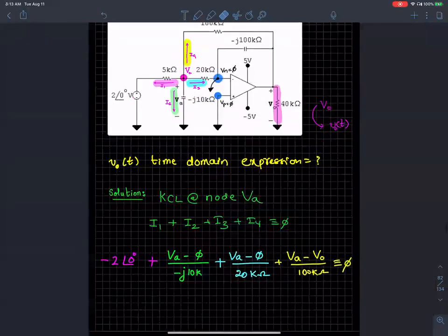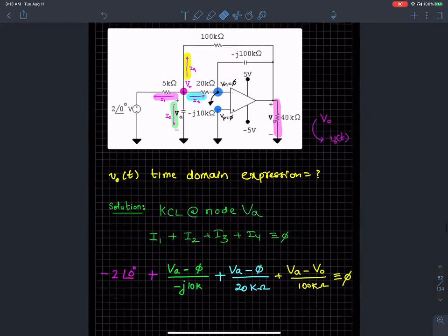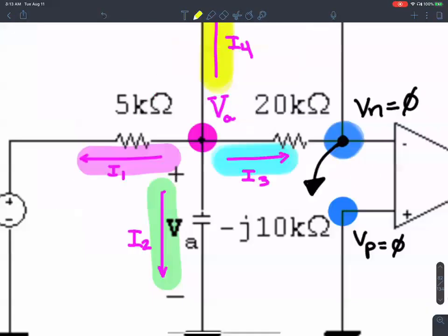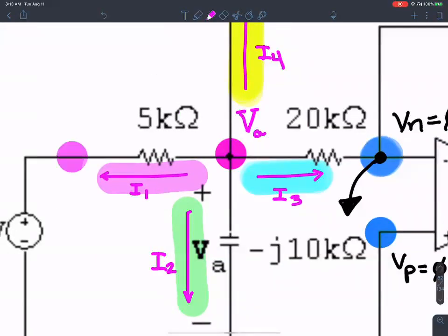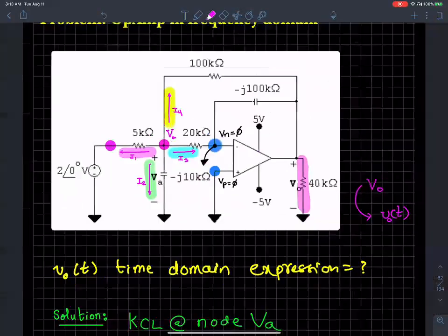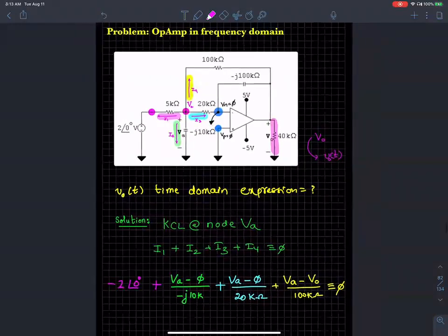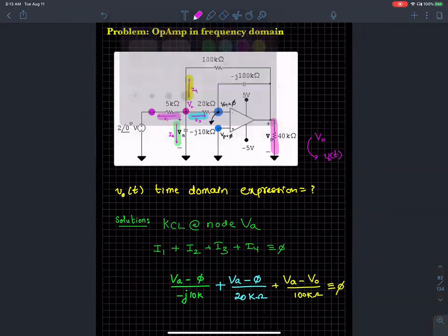Yes. Do we need to account for the 5 kilo ohms in I1, with the phasor voltage? It's a good question. Yes, I'm sorry, my bad. That's a very sharp observation. I thought of this as a current value. So really what I'm going to have to do is, let's say that's a mistake.